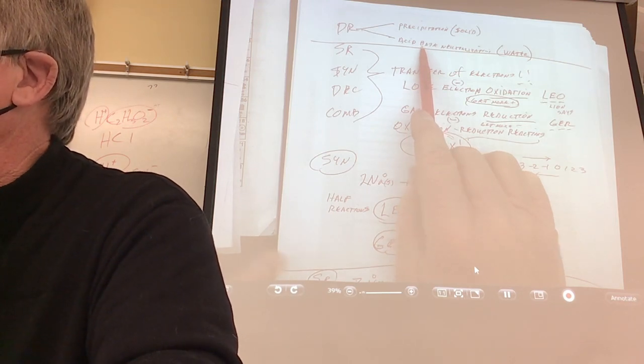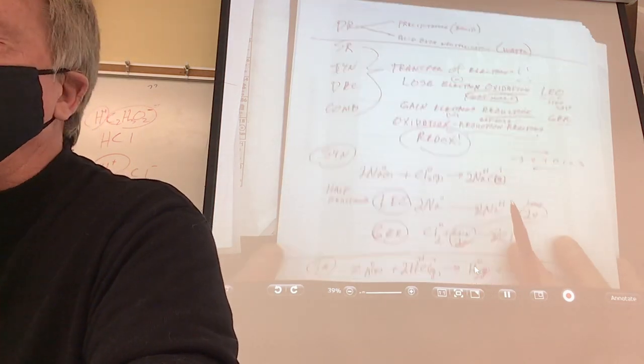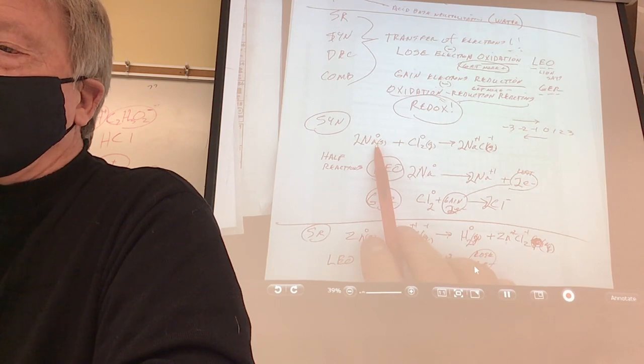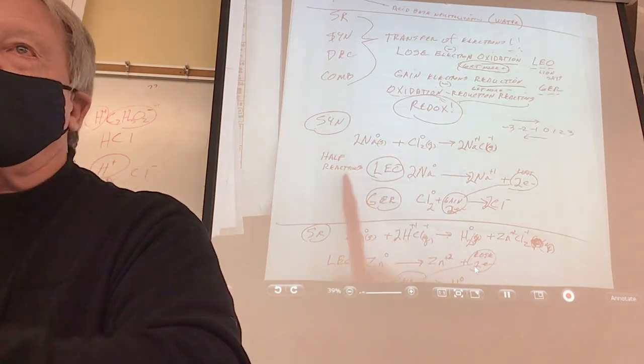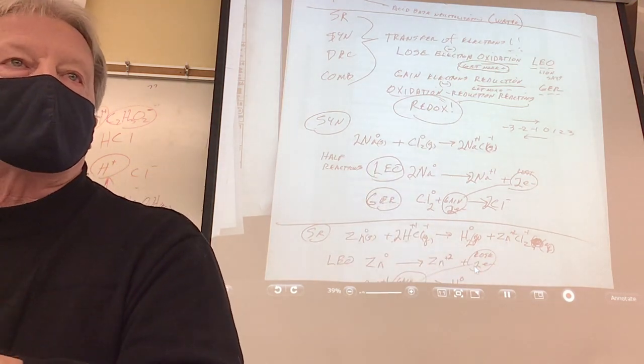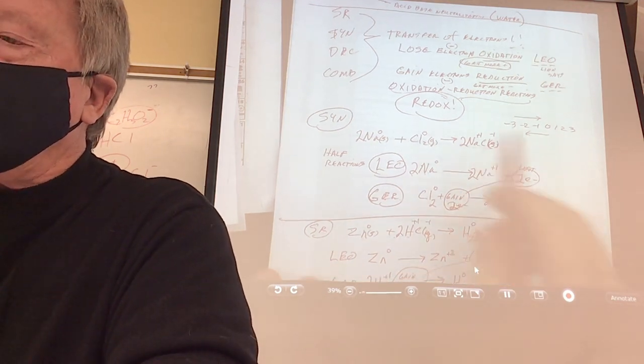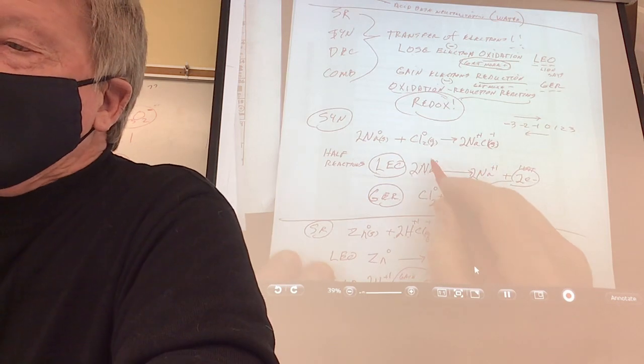Got it? The only one that's not redox is double replacement. Now, we go over here, and we notice that we're going to do these things called half reactions. I made this up. It works very well. It's not in your book, but what I do is I'll do it all over again.